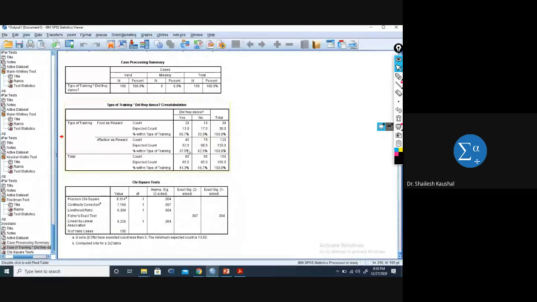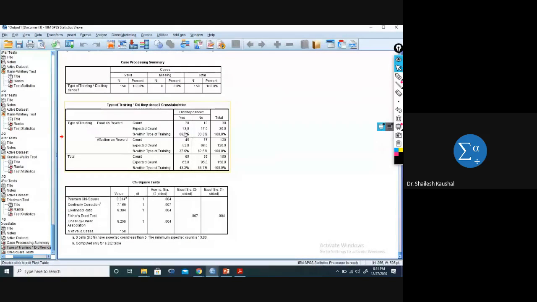Second is affection as a reward. We gave 120 cats affection, and out of the 120, 45, which means 37.5%, danced, and 62.5% did not dance. So here we can say food as a reward is working.